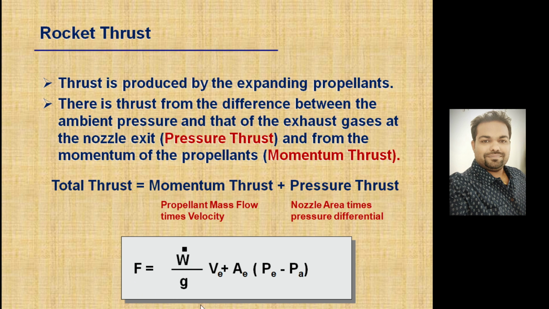But in the case of optimum expansion through the nozzle, when we say optimum expansion, that means the pressure at the exit of the nozzle will be exactly equal to the atmospheric pressure. In that case, the second term will vanish. When we say optimum performance, that is the maximum possible thrust, and in that case the second term will not be present. So thrust is equal to the mass flow rate of propellant times jet velocity in the optimum condition. If it is not optimum, sometimes it is under-expansion or over-expansion, and in that case Pe will not be exactly equal to Pa, so there will be a difference.